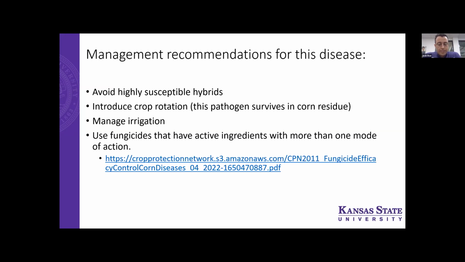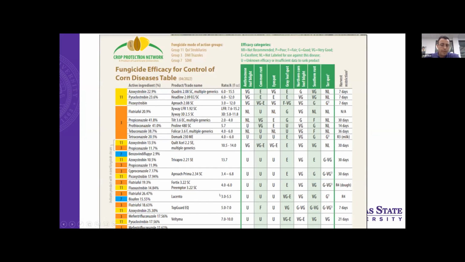So if you are looking for fungicides, there's a very nice table at the Crop Protection Network, which we contribute to with data from Kansas. And they cover not only tar spot, but every other important disease for us here in Kansas, such as gray leaf spot and southern rust, right? So here you can see the efficacy table, what's good or very good. What we have seen for tar spot so far is that products with more than one active ingredient are the best for this disease. So if you're looking for a good product, make sure you're choosing at least 2 or 3 active ingredients to suppress tar spot.